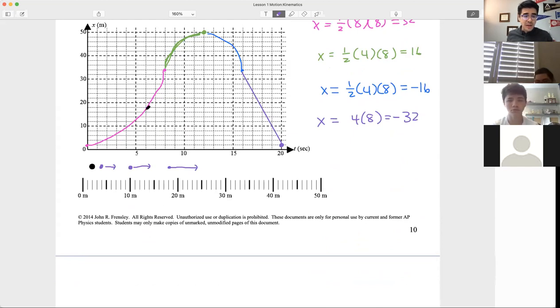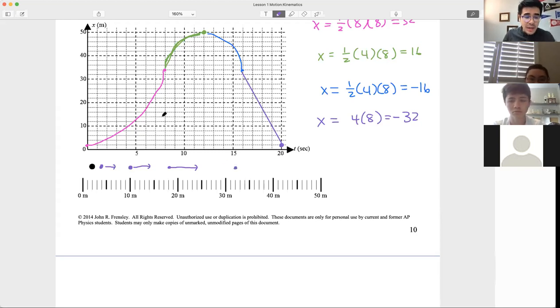Six seconds, where do I end up? I end up approximately at 18. Oh, did I draw it at the wrong spot? Wait, this is 2, 4, 6. No, then I need to do 8. At 8 units, I'm at 32, right? At 8 units, I'm at 32.